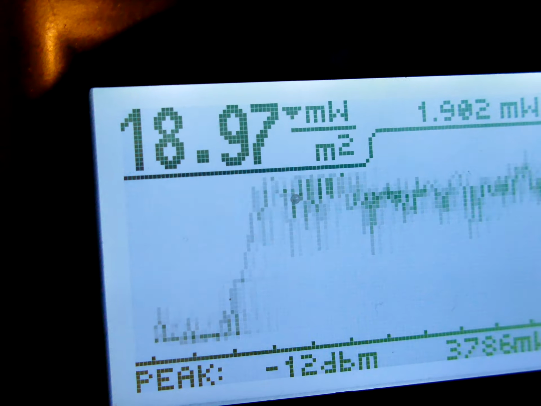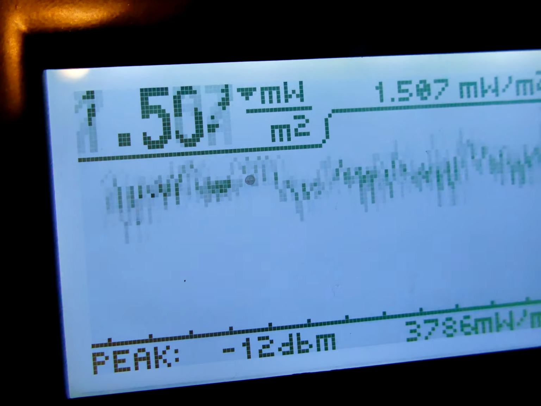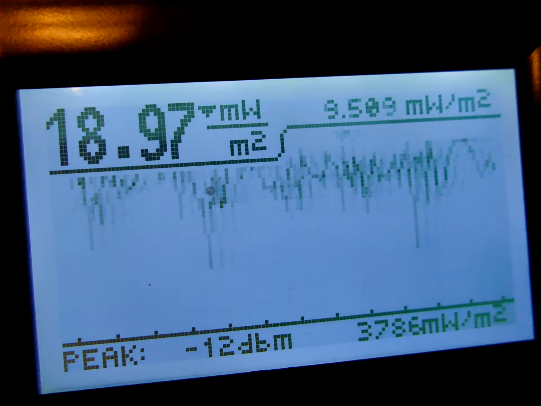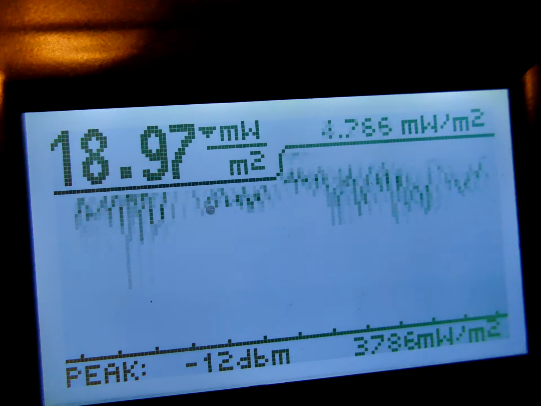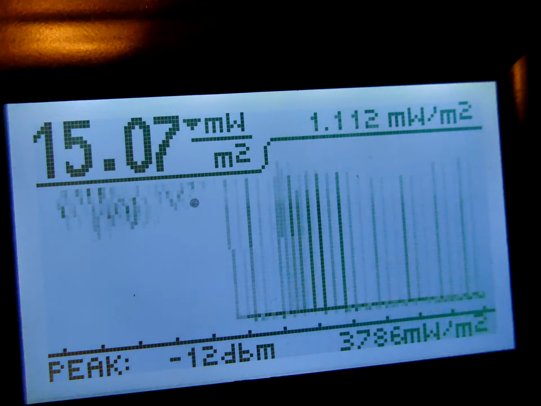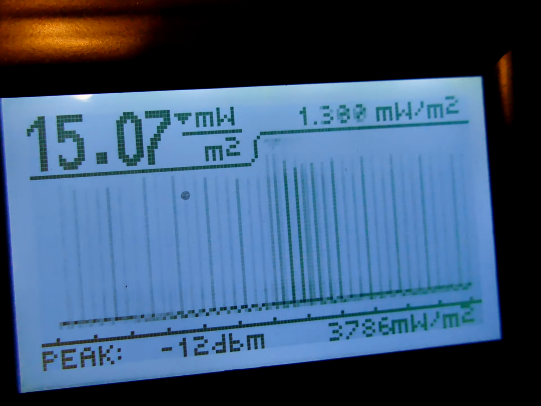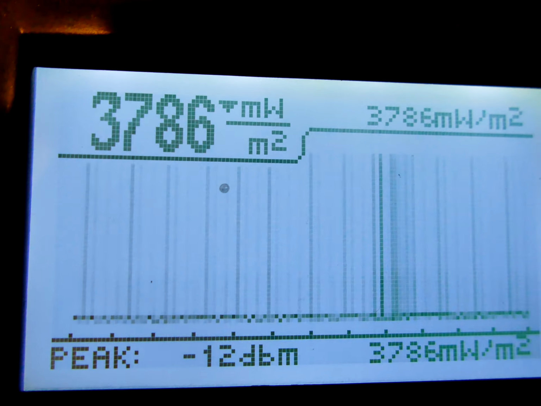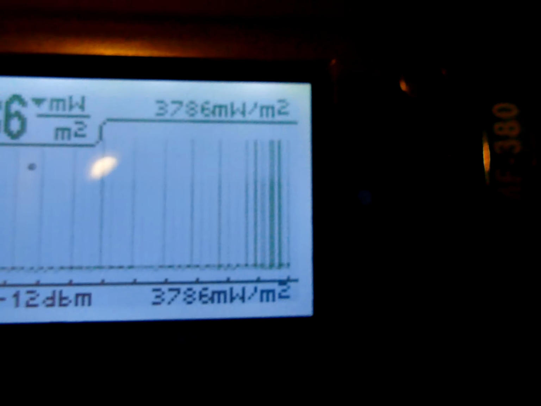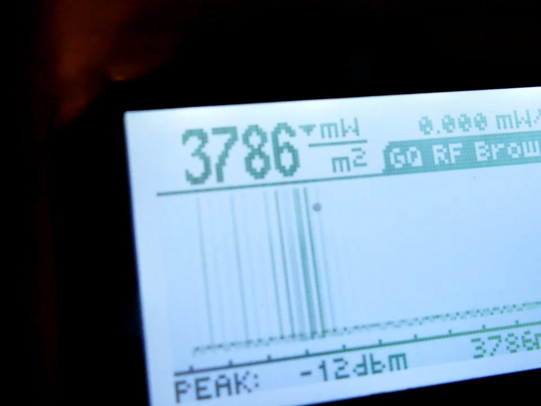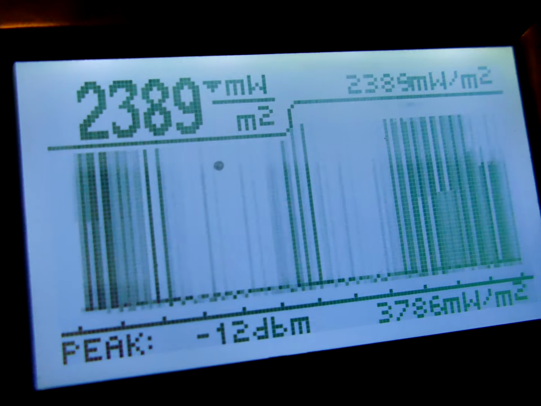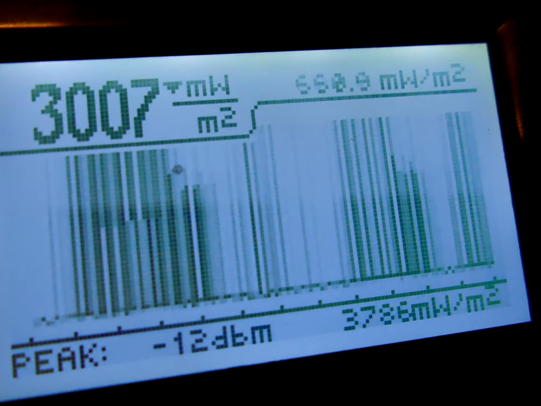I've never seen this phone hit 1,000. This other phone hits 5,000. 5 watts of microwave radiation. I think I'll get rid of this phone. Oh, look at that. 2.3 watts. No, 3 watts. There you go.